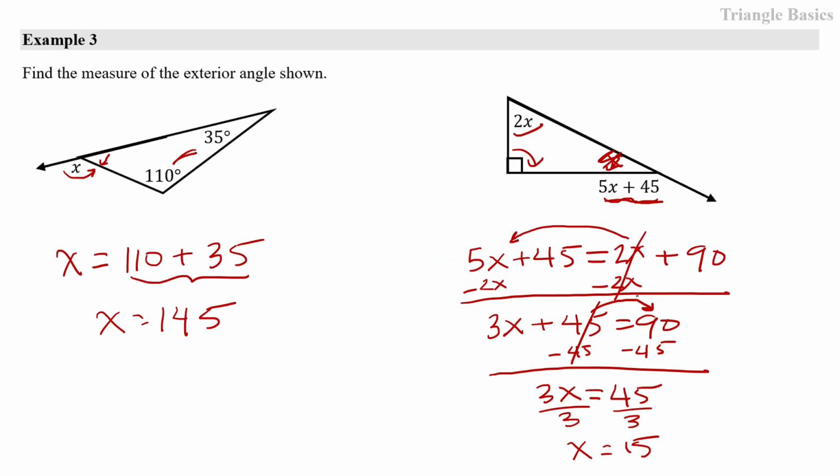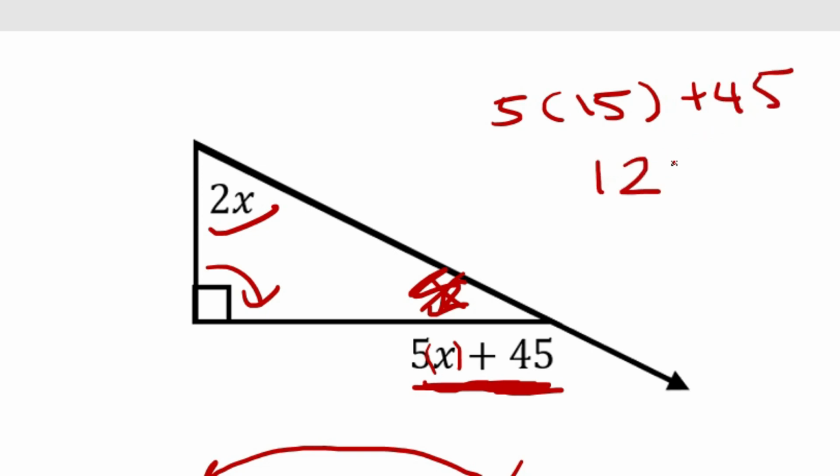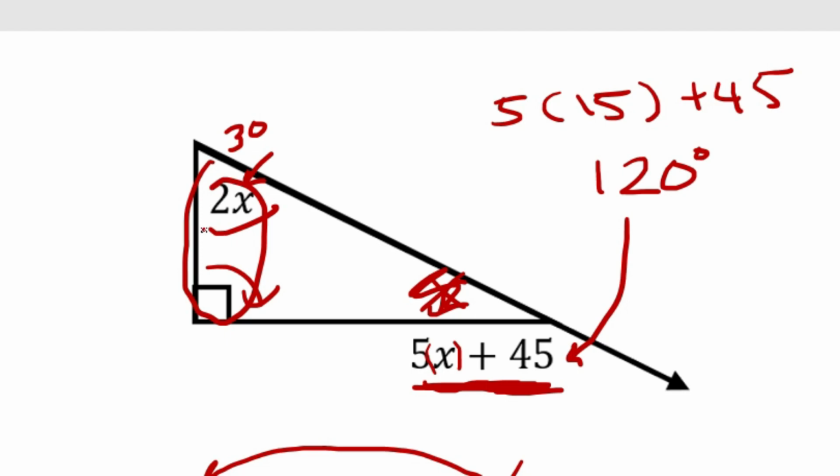15. Okay. Now make sure you read the directions: find the measure of the exterior angle. And so if I want to find the measure of this angle, I need to plug in 15 right there for x. And 5 times 15 plus 45 is going to be 120 degrees. Okay, and so that angle outside right here is 120 degrees. You could have also plugged in 15 here. 2 times 15 is 30. And 30 plus 90 is 120 combined. And we know that this is also going to be the same as the sum of those two.